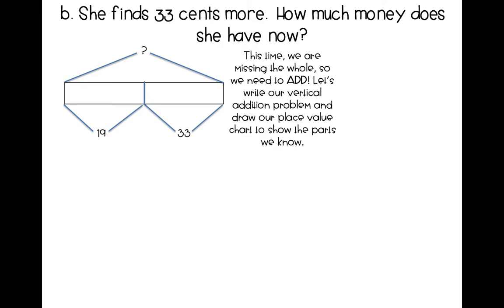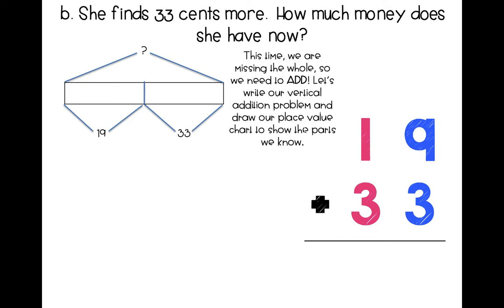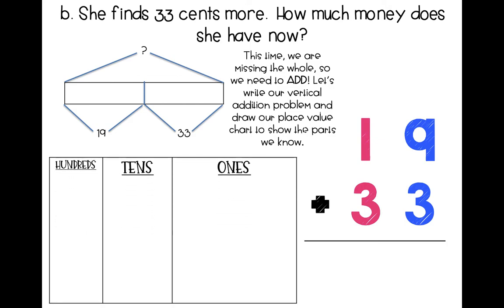So let's go ahead and write our vertical addition problem along with our place value chart. Our vertical form should have 19 plus 33. Those are the 2 parts that we know. Our place value chart, since this is addition, we're going to draw our first part, 19, and then draw 33 more. So we need 1 ten and 9 ones.